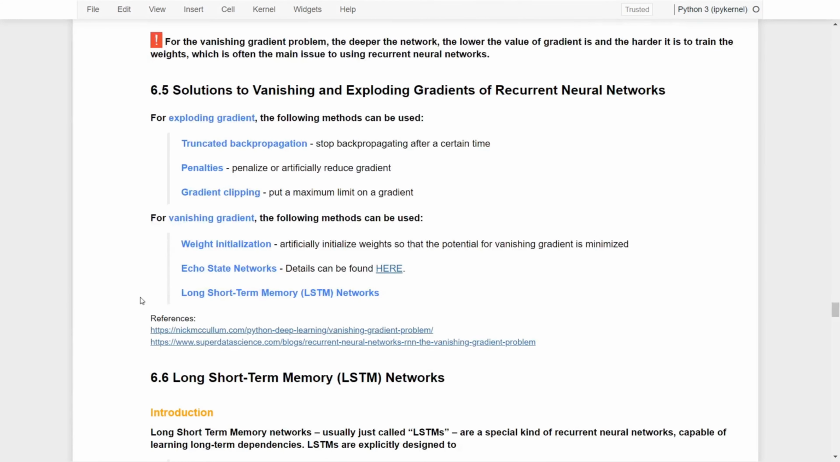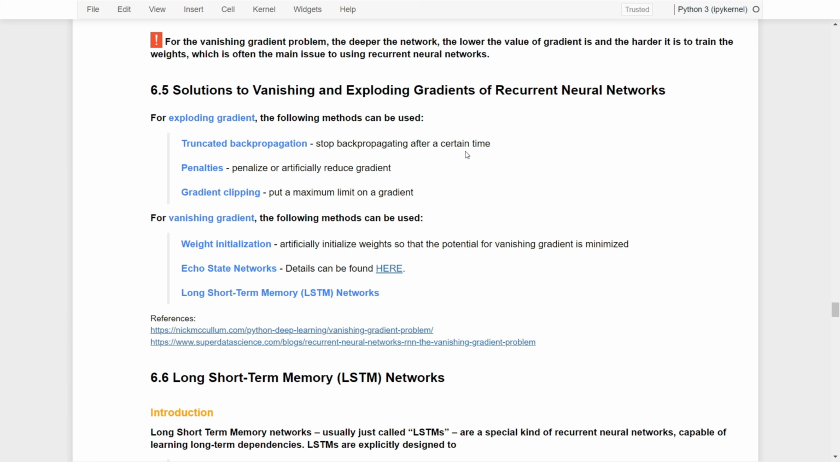Here are some solutions to the vanishing and exploding gradients of the recurrent neural network. For exploding gradients, the following methods can be used. For example, we can truncate the backpropagation. We can stop the propagation after a certain number of times, and try to limit the number of layers or the number of steps. At the same time, we can set penalties to try to reduce the gradients, or we can just clip the gradients by putting a maximum limit on each of them.